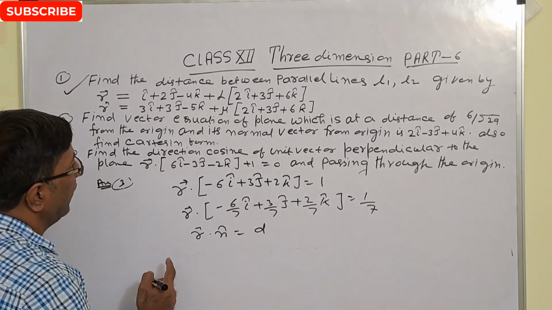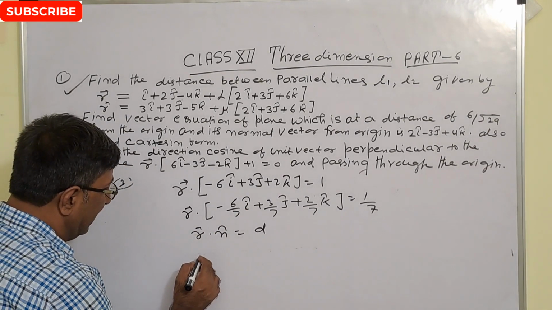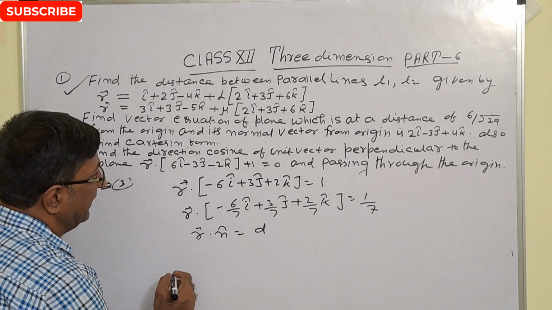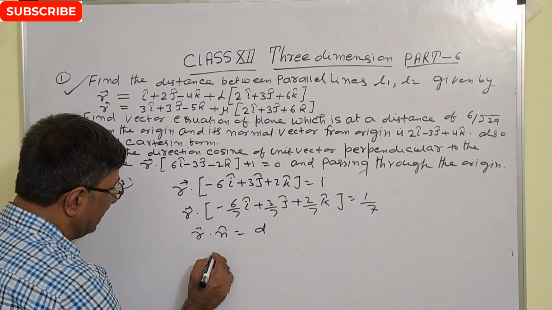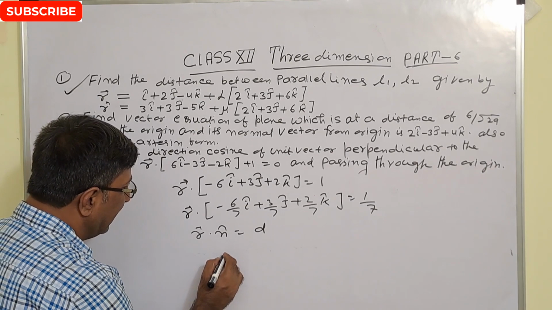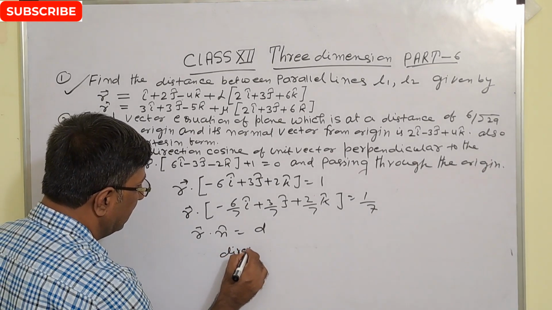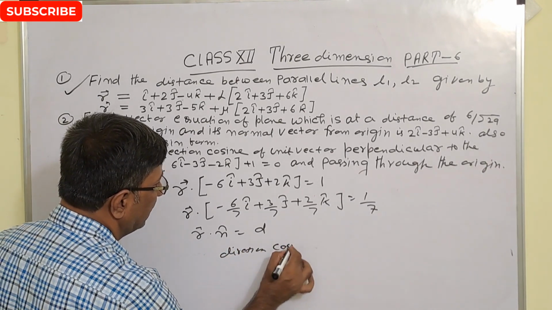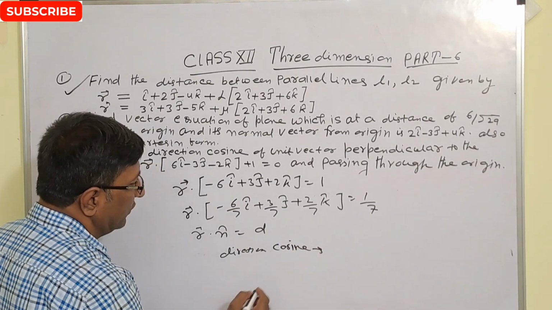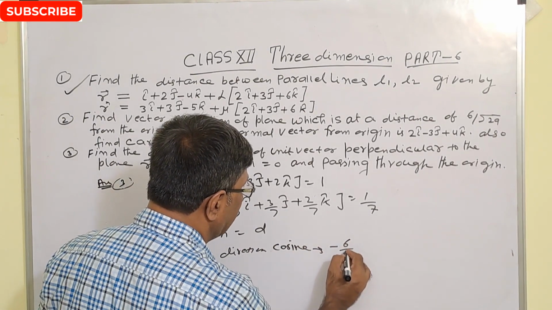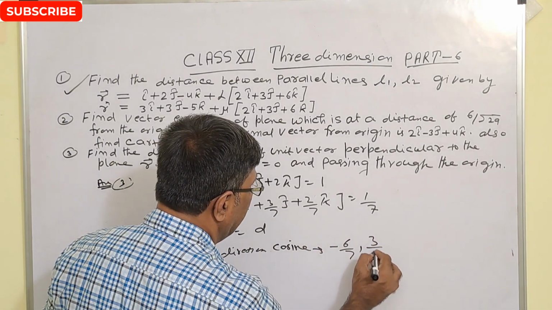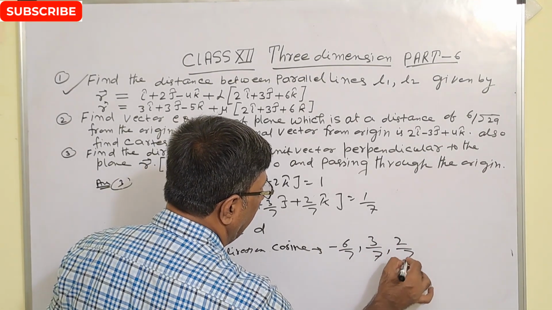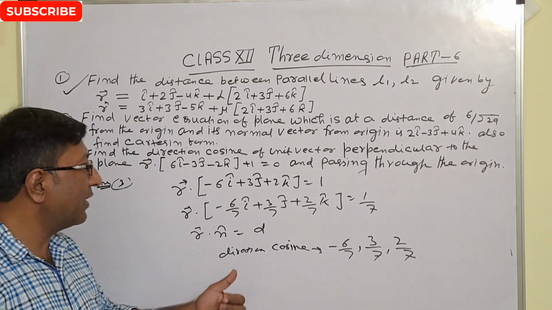So we have to find the direction cosines. The direction cosines will be minus 6 by 7, 3 by 7, 2 by 7. This is your right answer.